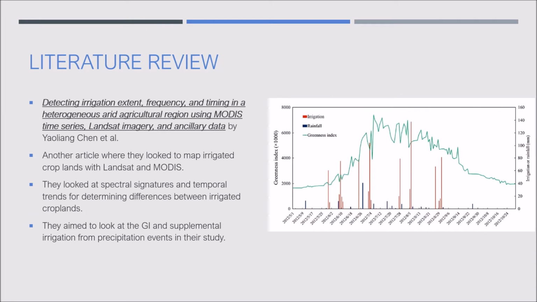The third article took a different approach to mapping irrigated croplands with Landsat and MODIS. They looked at spectral signatures and temporal trends for determining differences between irrigated croplands.